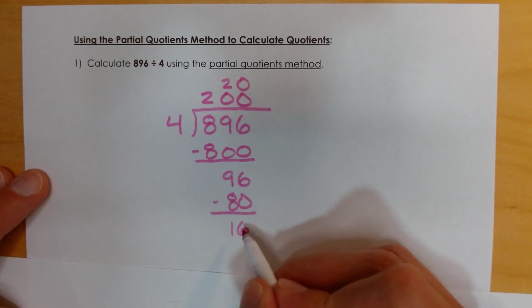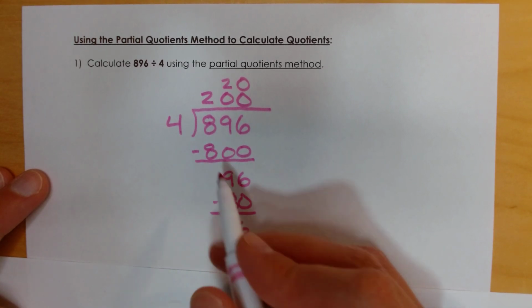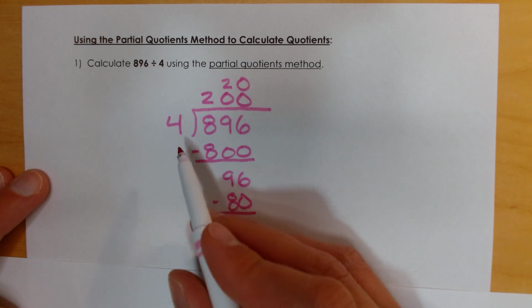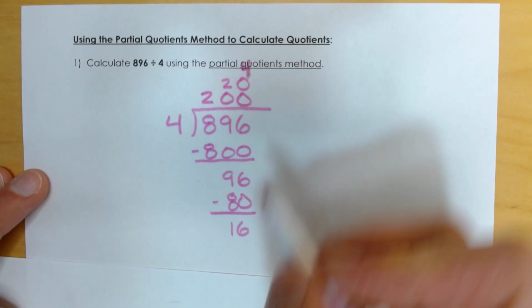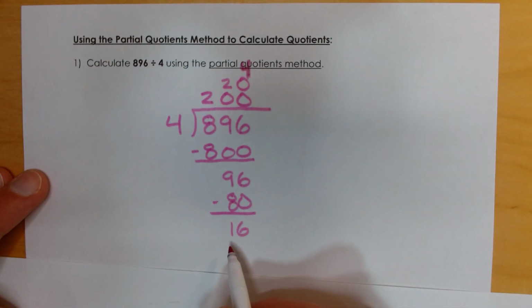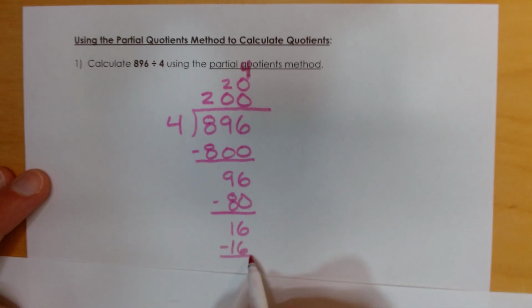So now I'm going to deal with this 6, which is in my ones place, but I still have this 1 here. So how many 4s go into not just 6, but 16? Well, I can fit 4 4s into 16. Sorry, I ran out of space up there. And so when I do 4 times 4, that leaves me with nothing left over. There's nothing left for me to divide.